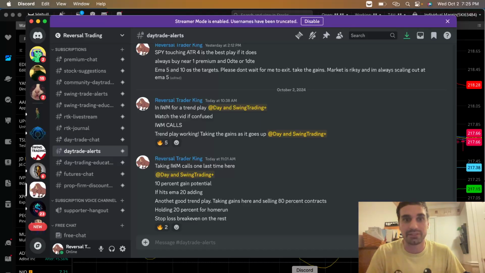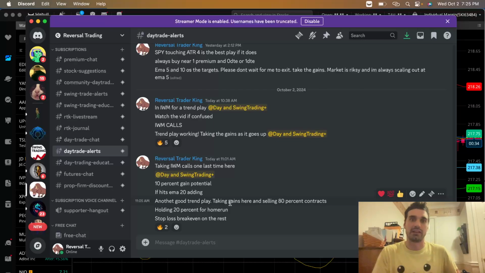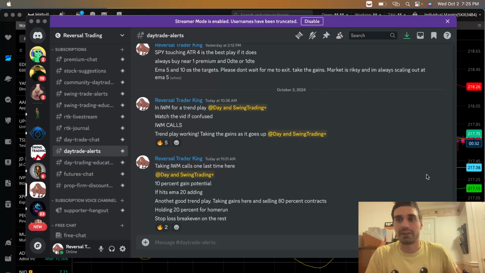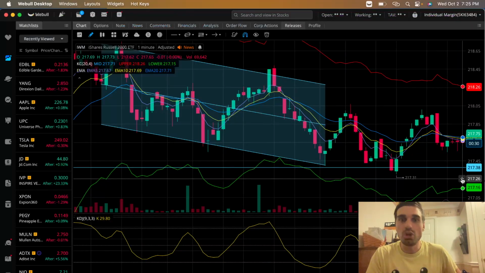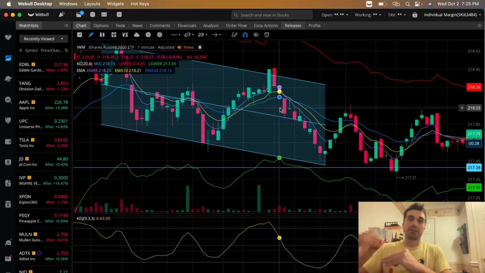This is how accurate this 15-minute continuation of the trend strategy is. So taking IWM calls one last time here at 11:01. 10% gain potential. If it's EMA 20, I'm adding. Another good trend player taking the gains here and selling 80% of the contracts, holding 20% for a home run hit. So very absolutely beautiful play here. So the 1 minute confirmed, we have a nice entry. The 15-minute confirmed, we are due for an uptrend.